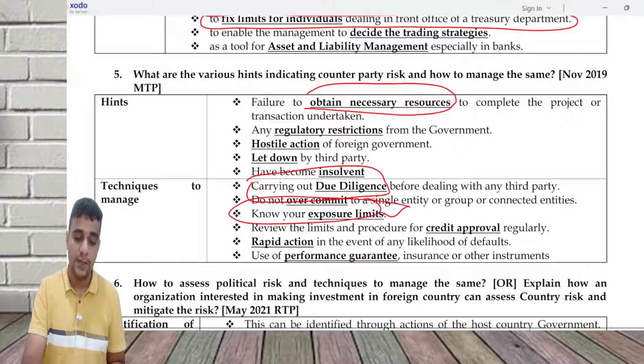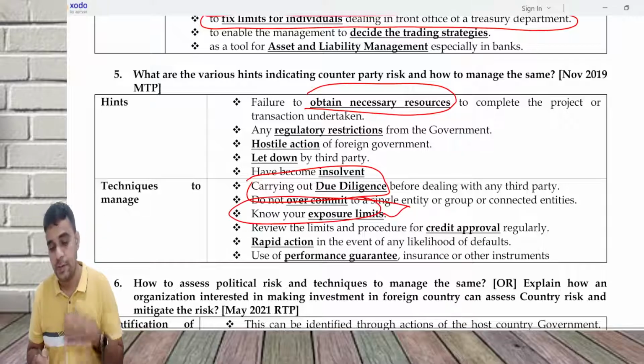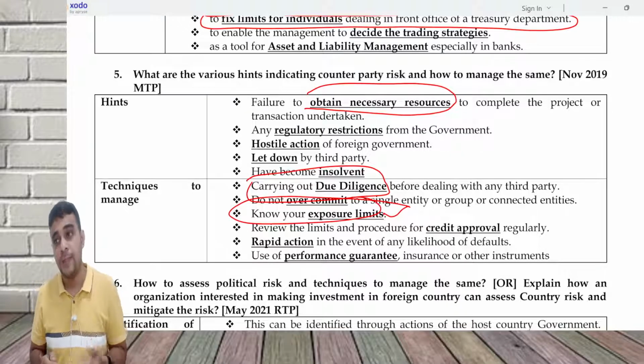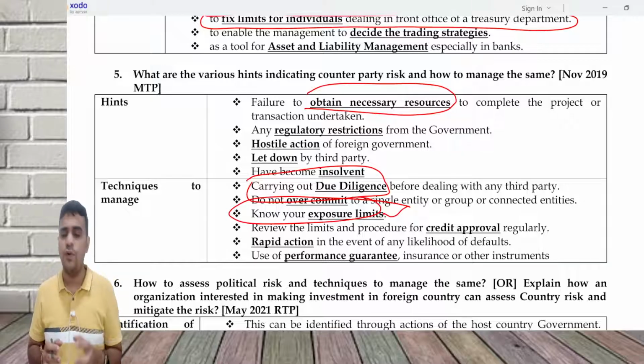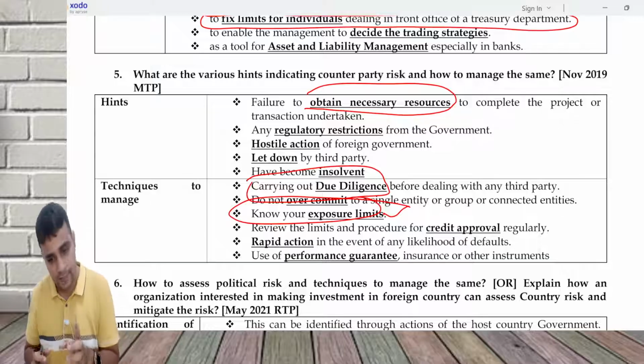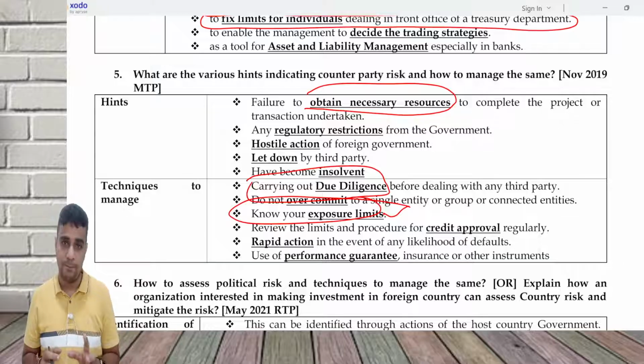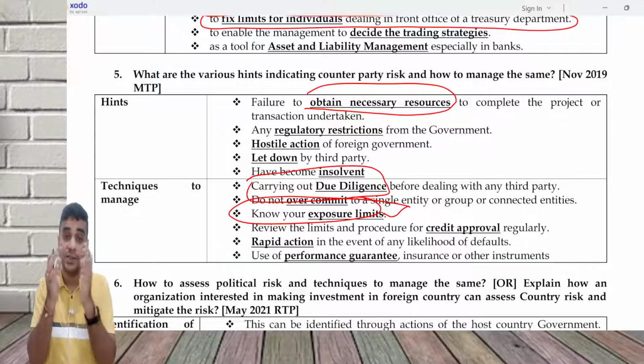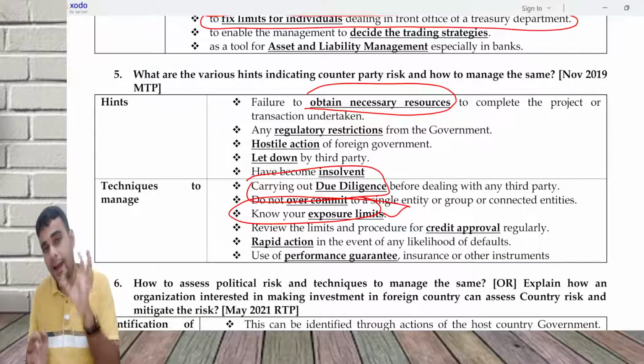Know your exposure limit. Review these limits on a continuous basis. We should also not overcommit to a single party. I should not have huge concentration from a single customer or from a single supplier, and in case anything has gone wrong, I should take rapid action.